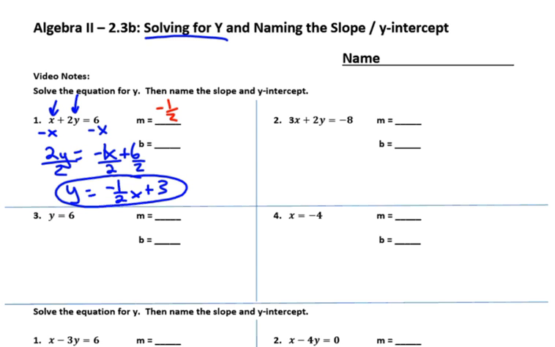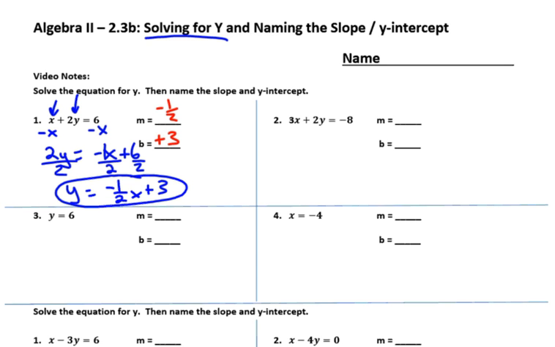The b was the number at the end. This is a positive 3. You do not need the positive there, but it will be helpful to know that it is a positive 3 when we get to graphing it. Don't forget about the sign in front of that number. And that number is called a constant because it doesn't have a variable with it.